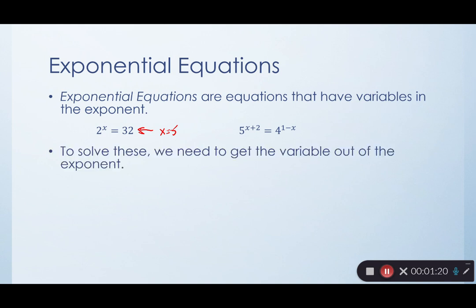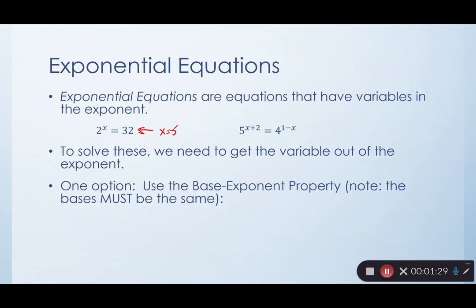We can solve the first one just by thinking about it, but really it would be easier if we got the variable out of the exponent. So one option here is to use what's called the base-exponent property. This does require the bases to be the same, so we can use that to solve 2 to the x equals 32, but not 5 to the x plus 2 equals 4 to the 1 minus x. So long as our base is bigger than 0, which is required for exponential equations, and our base is not equal to 1, then if b to the x equals b to the y, it follows that x equals y, that the exponents are the same.